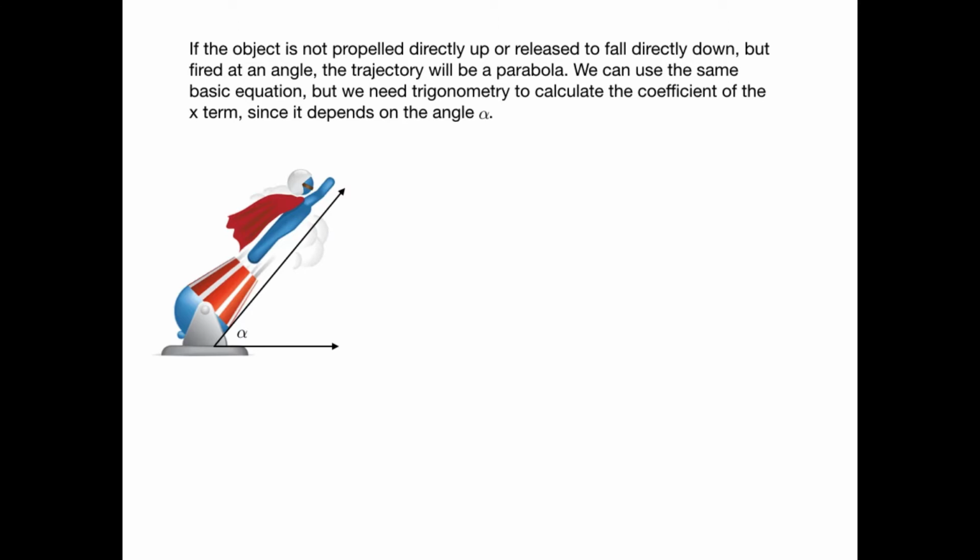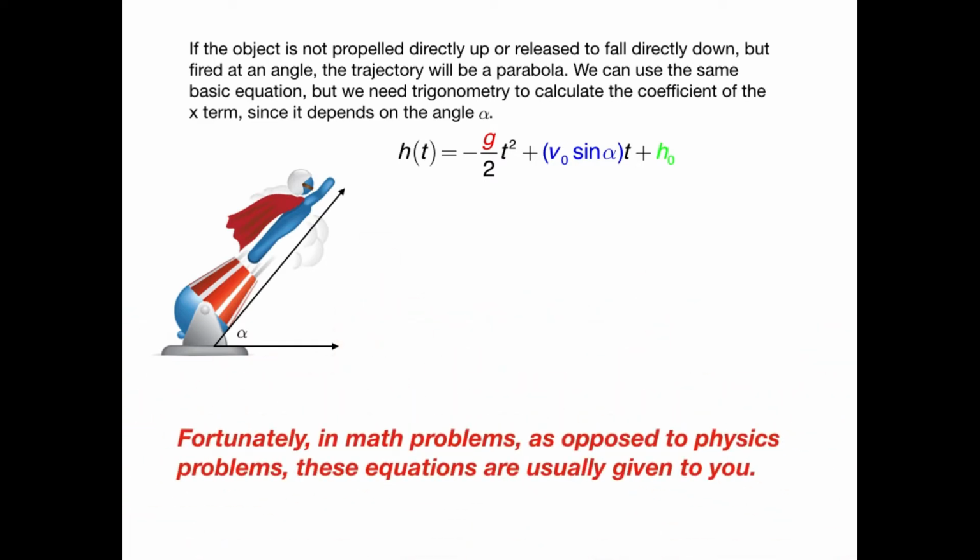Now, if the object is not propelled directly up or released to fall directly down, but fired at an angle, the trajectory will be a parabola. We can use the same basic equation to find the height, but we need trigonometry to calculate the coefficient of the x term since it depends on the angle alpha. If you look at the middle term, it's not just v naught anymore, it's v naught times sine alpha, which will be some fraction of the original velocity. In math problems, though, we give you the equation. So if you don't know trig yet, don't worry.